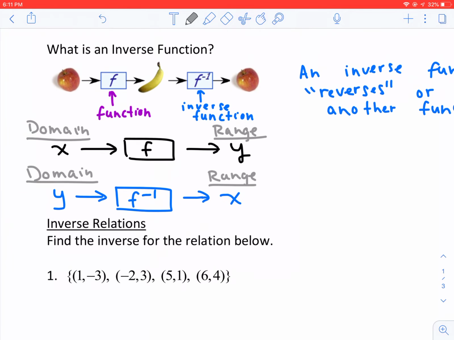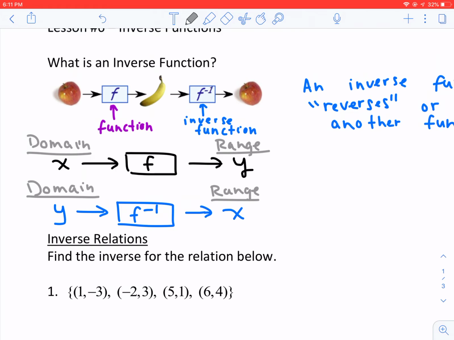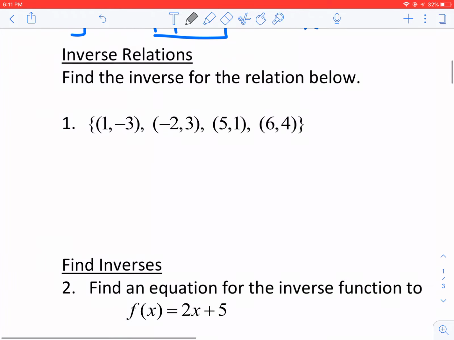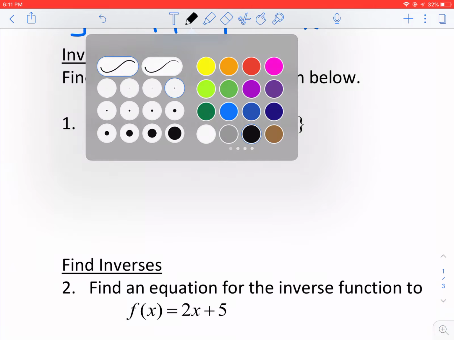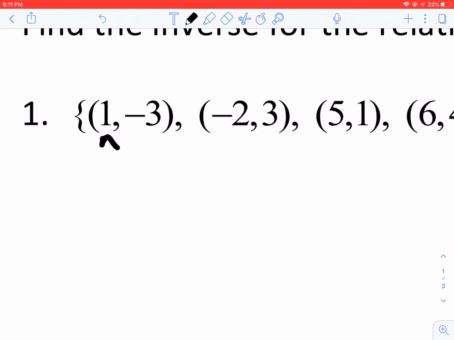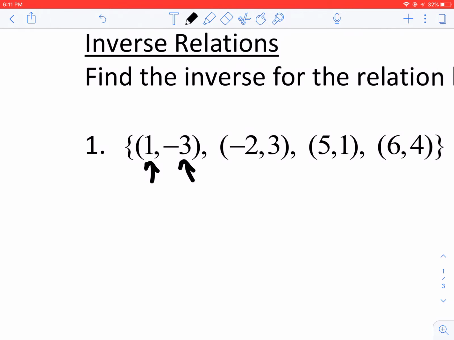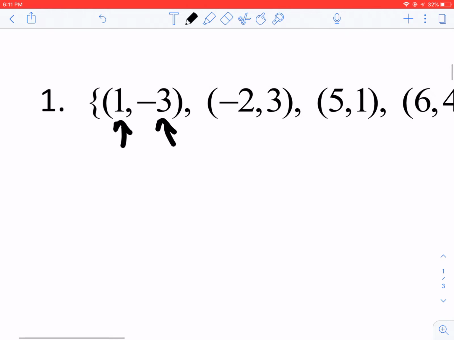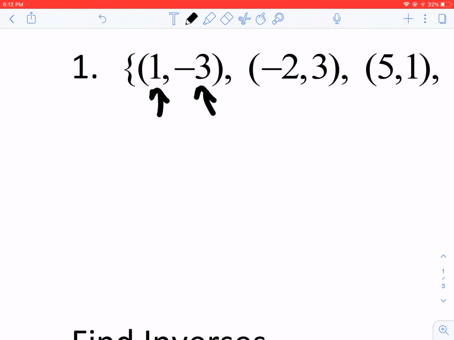So not only are we reversing what the original function does, but it looks like the domain and range are also reversed. So let's say we had this relation over here. Right, we have inputs and outputs. So let's pretend this were a function. It is a function, but let's call this function f, for example.